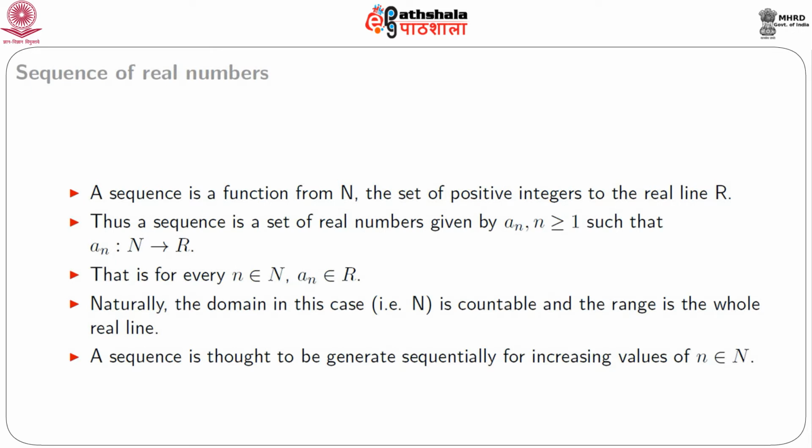A sequence is a function from N, the set of natural numbers or the set of positive integers, to the real line R. Thus, a sequence is a set of real numbers given by a_n, where n is greater than or equal to 1, such that we get a value of a_n in the real line. Thus, for every n belonging to capital N, we get a value of a_n, or the value of the sequence, belonging to the real line. Naturally, the domain in this case is countable and the range is the whole real line. A sequence is thought to be generated sequentially for increasing values of n.